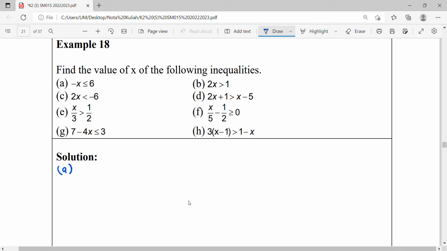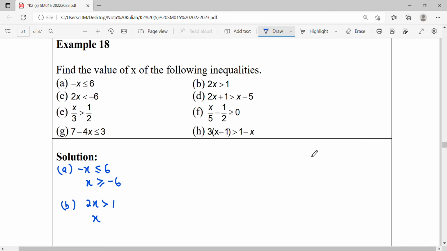So this is our inequality, less than or equal. When I want to move the negative, you divide by -1, right? So we change the sign, it becomes -6. At the same step, you change the symbol of the inequality. For question B, 2x greater than 1, you just want to divide by 2.